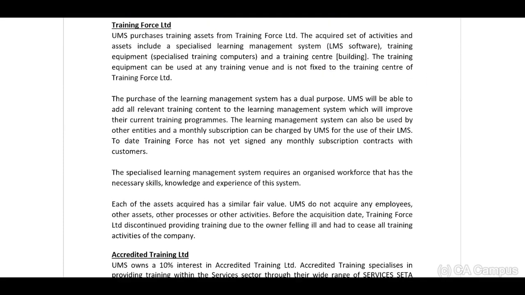Training Force Limited. Upgrade My Skills purchases training assets from Training Force Limited. The acquired set of activities and assets include a specialized learning management system, the LMS software, training equipment, which is specialized training computers, and a training center, the building. The training equipment can be used at any training venue and is not fixed to the training center of Training Force Limited.